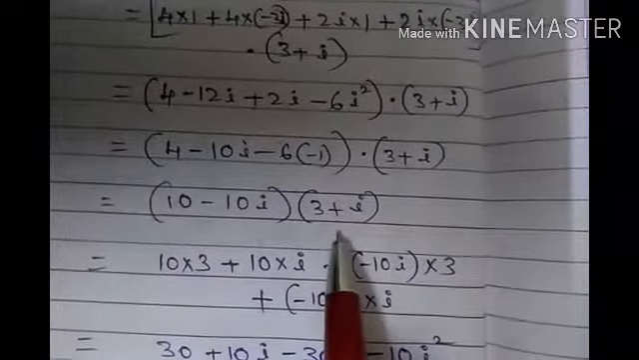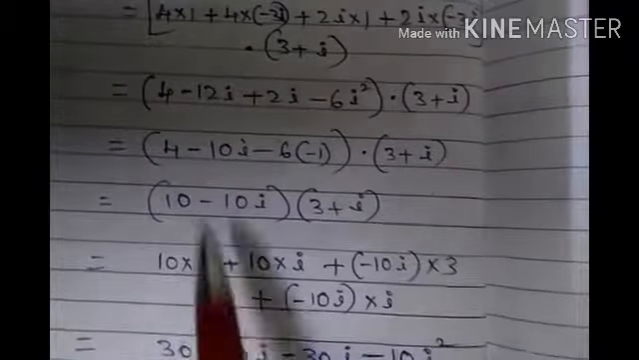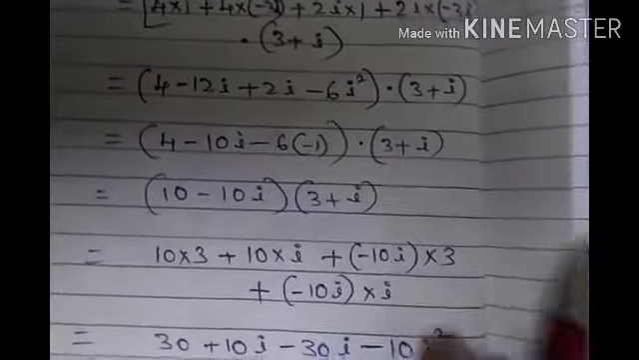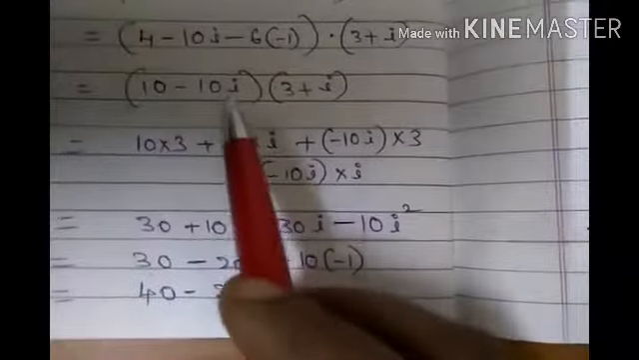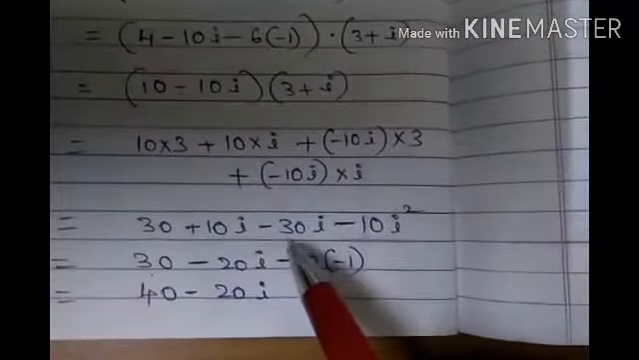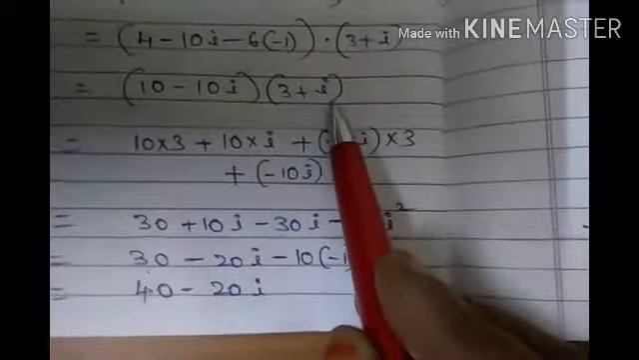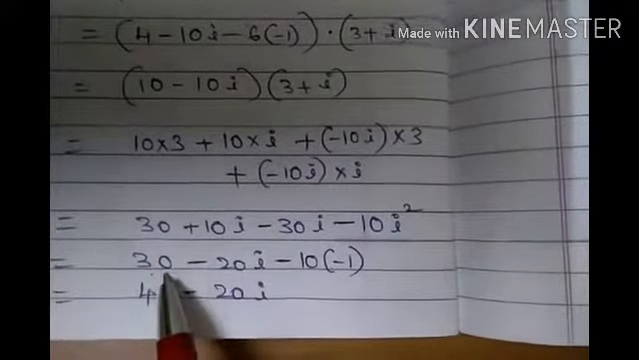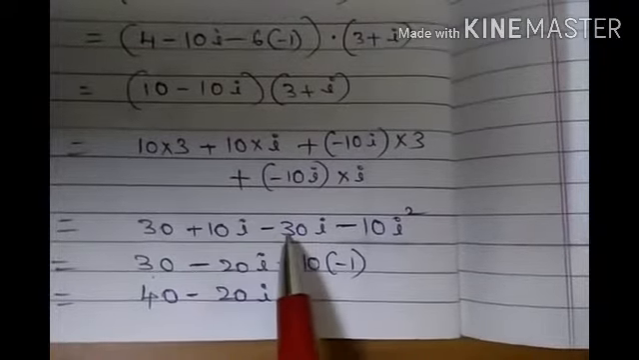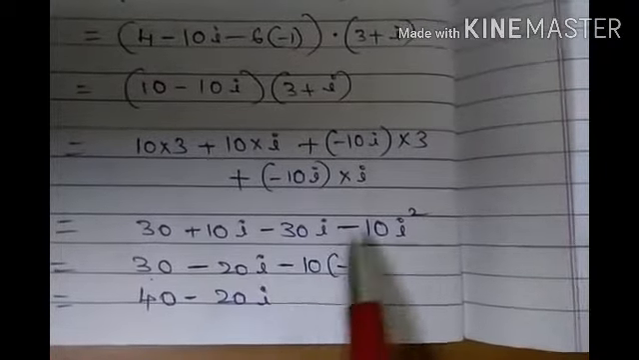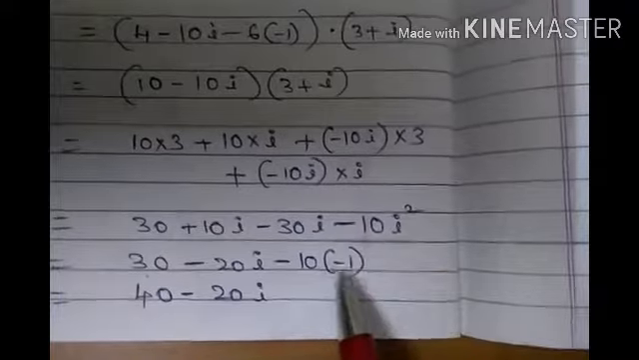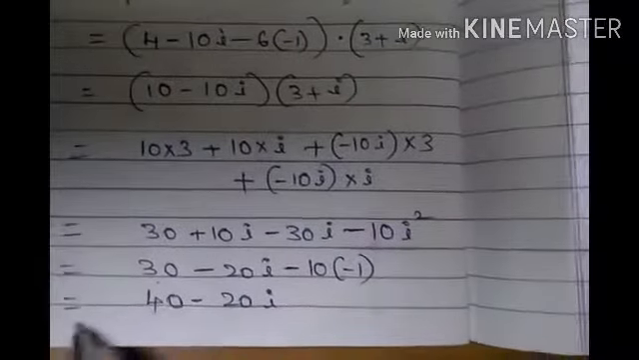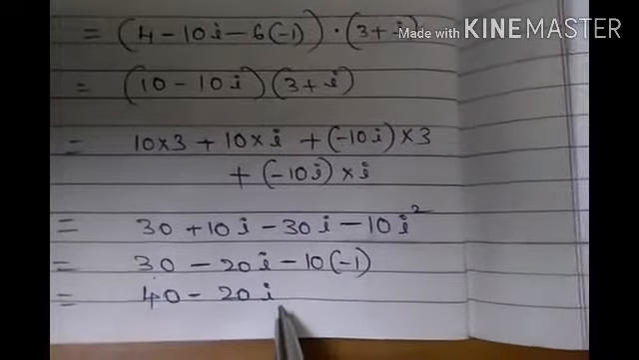Again, these two are complex numbers. Multiply these two complex numbers. 10 into 3 gives 30. 10 into i gives 10i. Minus 10i into 3 gives minus 30i. Minus 10i into i gives minus 10i square, which is equal to 30, 10i minus 30i gives minus 20i, minus 10 into minus 1. That is equal to 40 minus 20i.